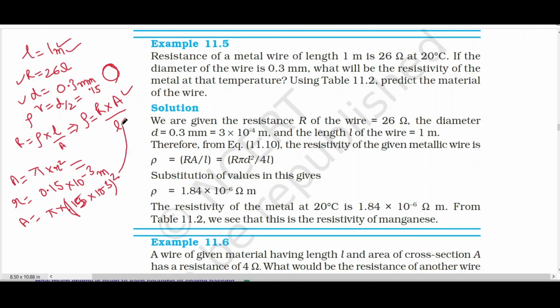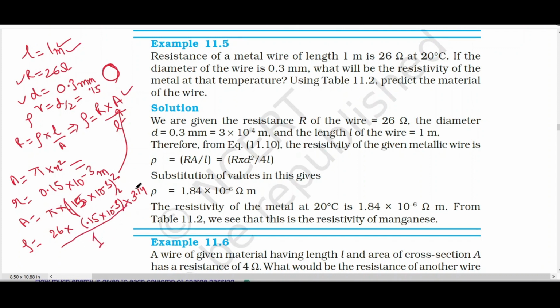And this value you can put in the formula. So your rho would be R, which is 26, into A, which is 0.15 into 10 to the power of minus 3 square into pi, which is 3.14, divided by your length, which is 1 meter.